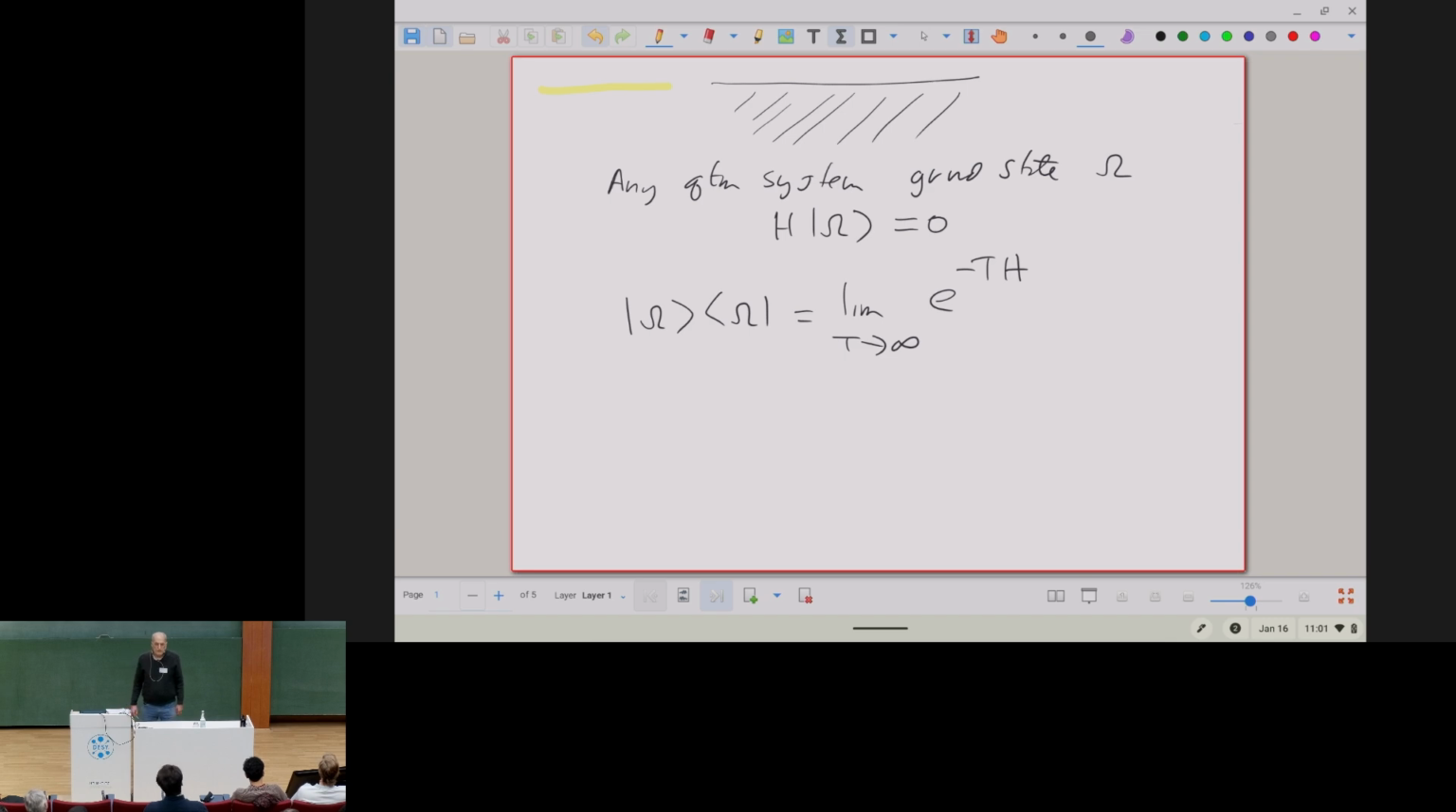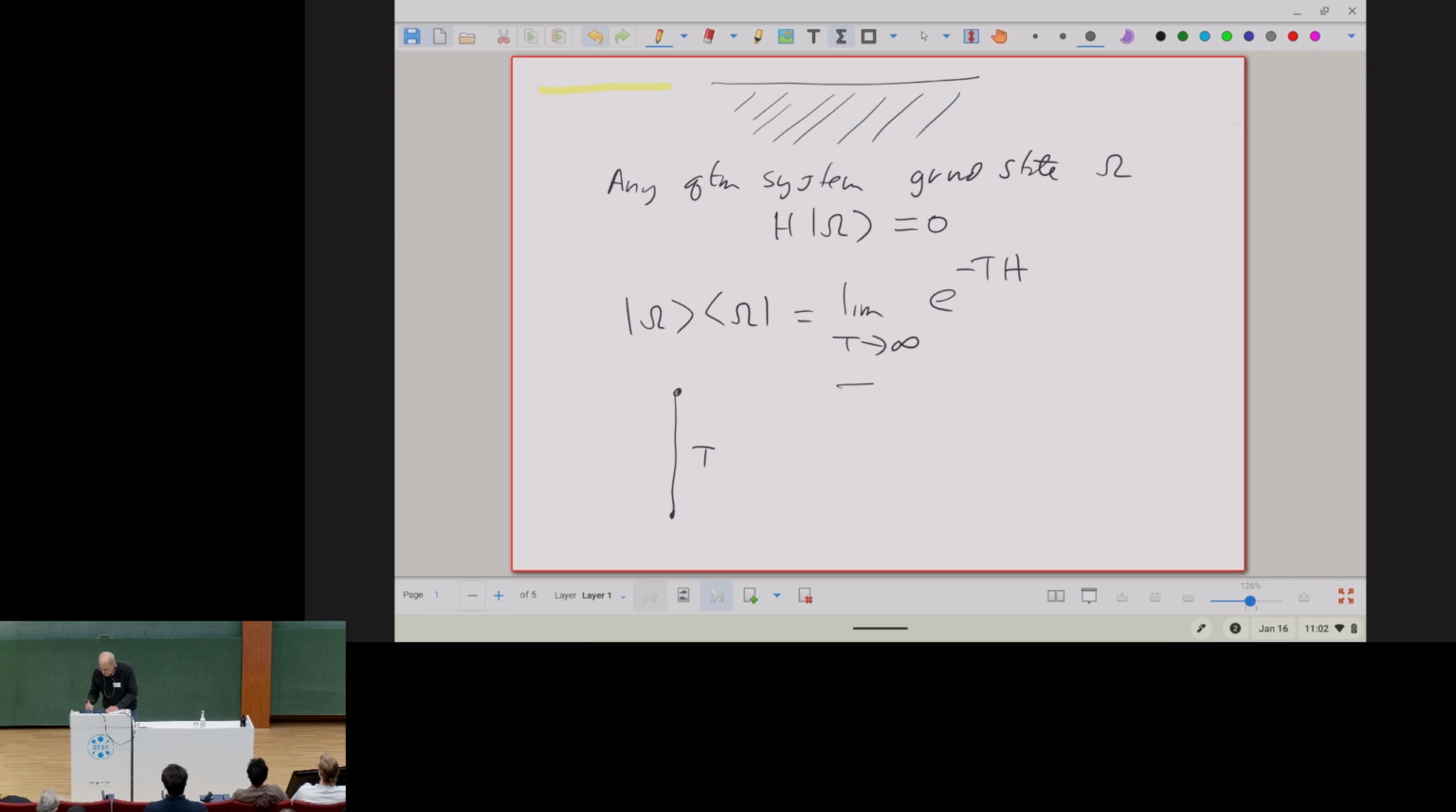Because as t goes to infinity, all states of positive energy will be killed, and the ground state is left invariant. So e to the minus tH is computed by a path integral with imaginary time t. I'm drawing it as if it's quantum mechanics, so I'm not giving any spatial directions. In quantum mechanics, you only have time. It lives at a point.